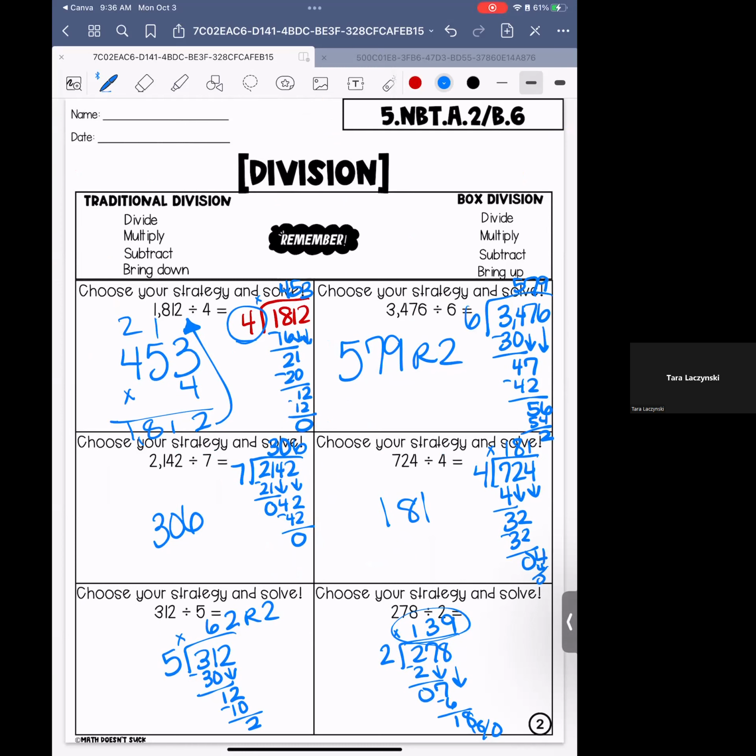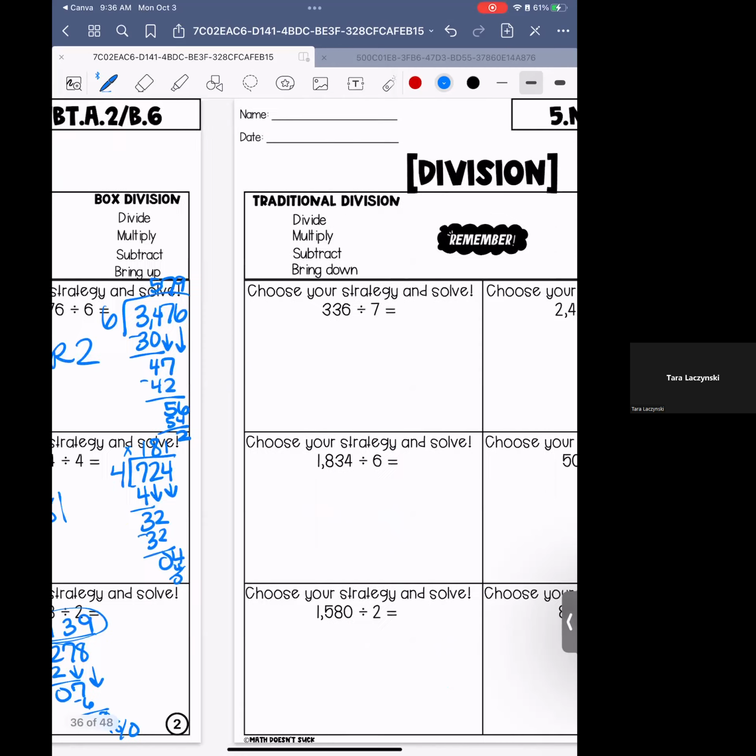If that's all you've done, please stop there. If you're ready for page number 3, here we go.